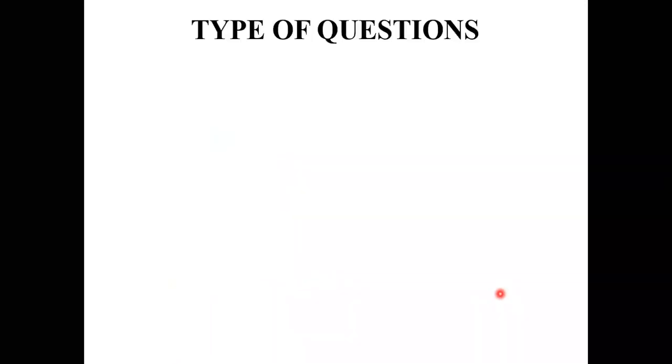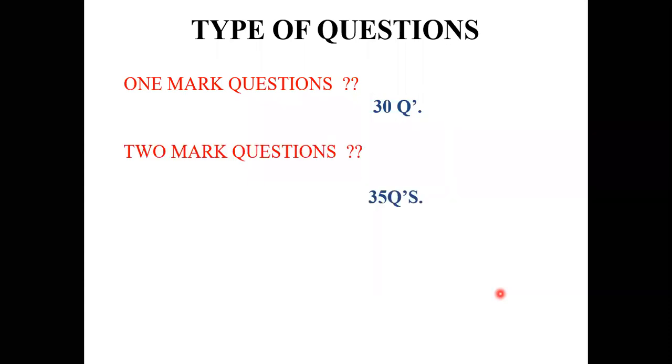So this is the exam pattern. Now we will see the types of questions. As I already told you, there are 1 mark questions and 2 marks questions. Out of the 65, how many questions are asked for 1 mark, and how many for 2 marks? It is this. Out of the 65, we have 30 questions for 1 mark and the remaining 35 questions for 2 marks. Here, 30 into 1 is 30 marks, and 35 into 2 is 70 marks. So totally, it is 100 marks.